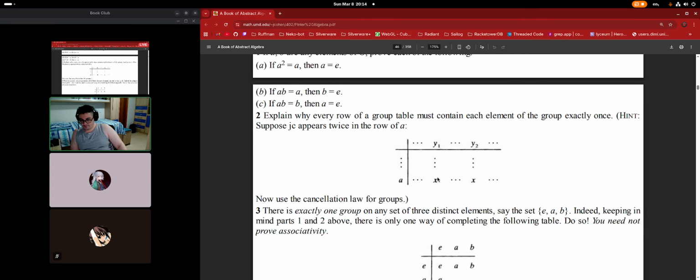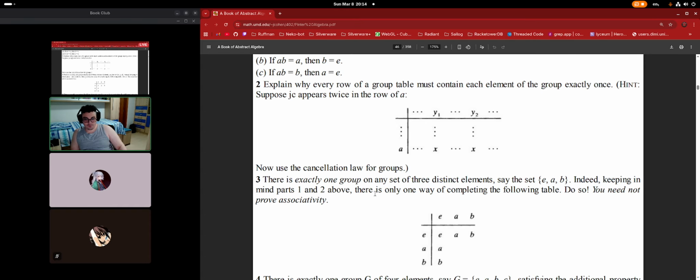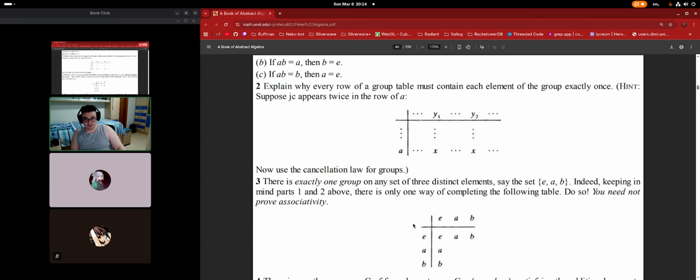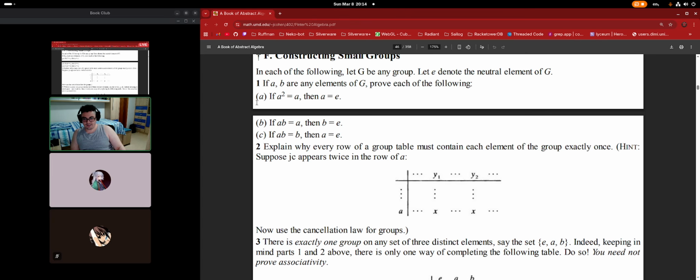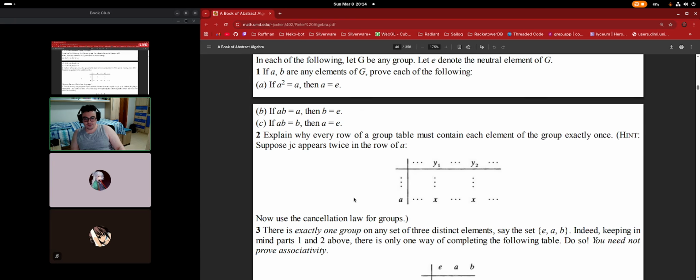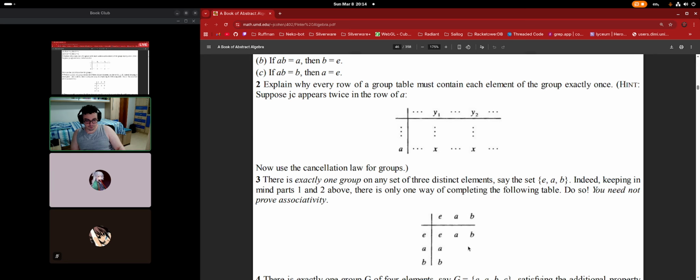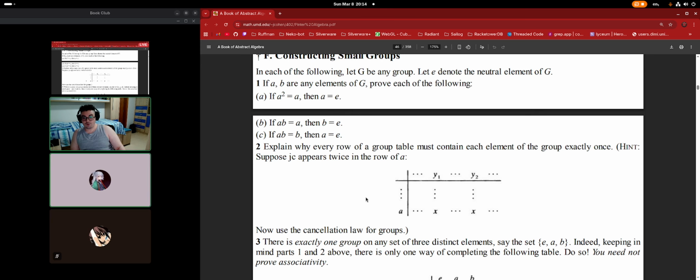They should be a single column. There is exactly one group on any set of three distinct elements. This one I'm a little bit sus about, because it's saying to keep in mind parts one and two, and what I think it means is that these three things combined mean that you cannot arbitrarily put B or E in these two positions here. There is only one thing that fits, given that these two things hold.